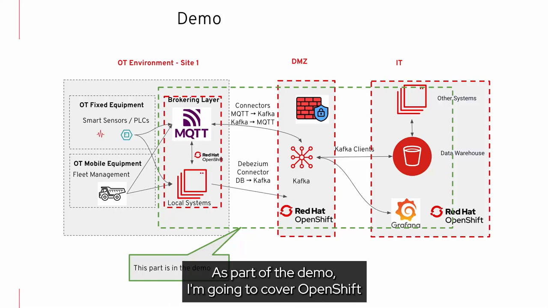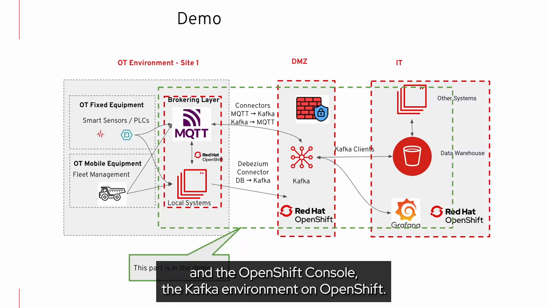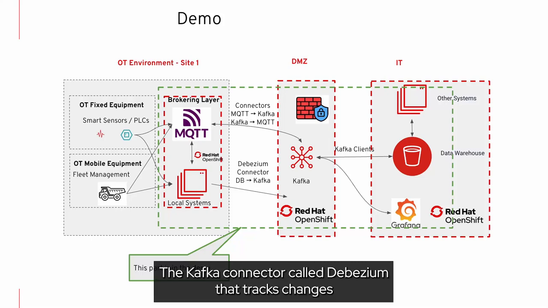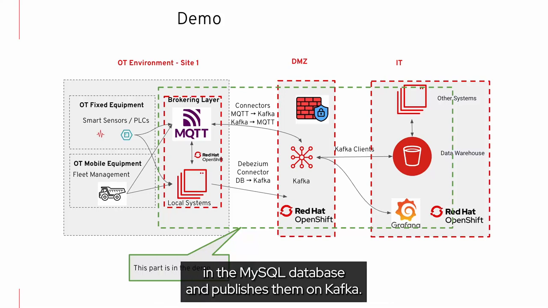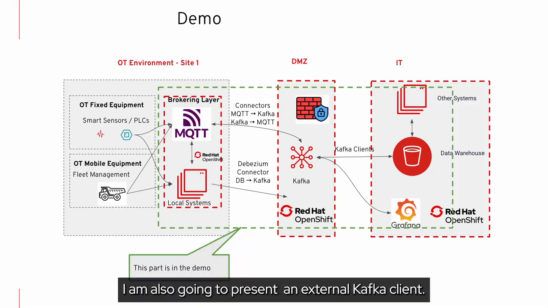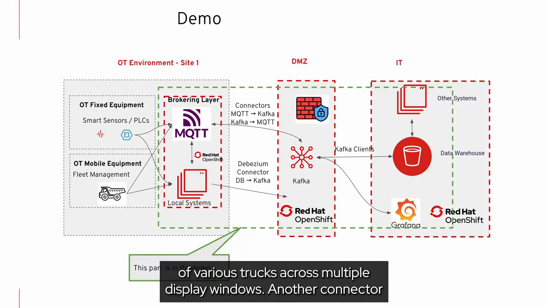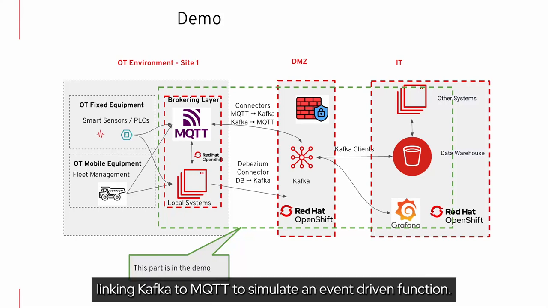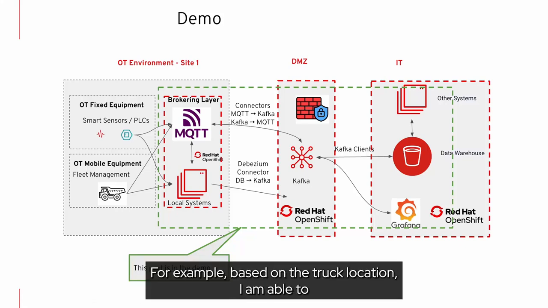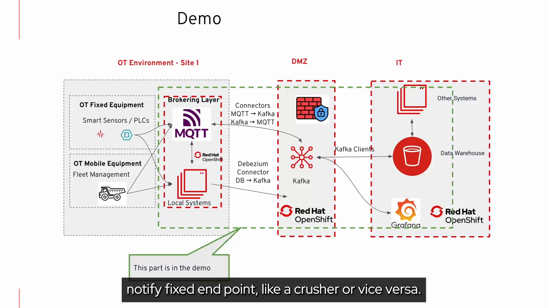As part of the demo, I'm going to cover OpenShift and the OpenShift console, the Kafka environment on OpenShift, and the Kafka connector called Debezium that tracks changes in the MySQL database and publishes them on Kafka. I'm also going to present an external Kafka client. I have chosen Grafana in that case as an example to display the routes of various trucks across multiple display windows. Another connector links Kafka to MQTT to simulate an event-driven function. For example, based on the truck location, I am able to notify a fixed endpoint like a crusher or vice versa. So we will see the MQTT to Kafka mapping as well.